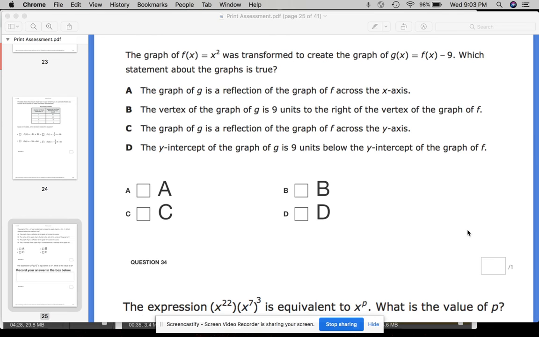A. The graph of g is a reflection of the graph of f across the x-axis. B. The vertex of the graph of g is 9 units to the right of the vertex of the graph of f. C. The graph of g is a reflection of the graph of f across the y-axis. D. The y-intercept of the graph of g is 9 units below the y-intercept of the graph of f.